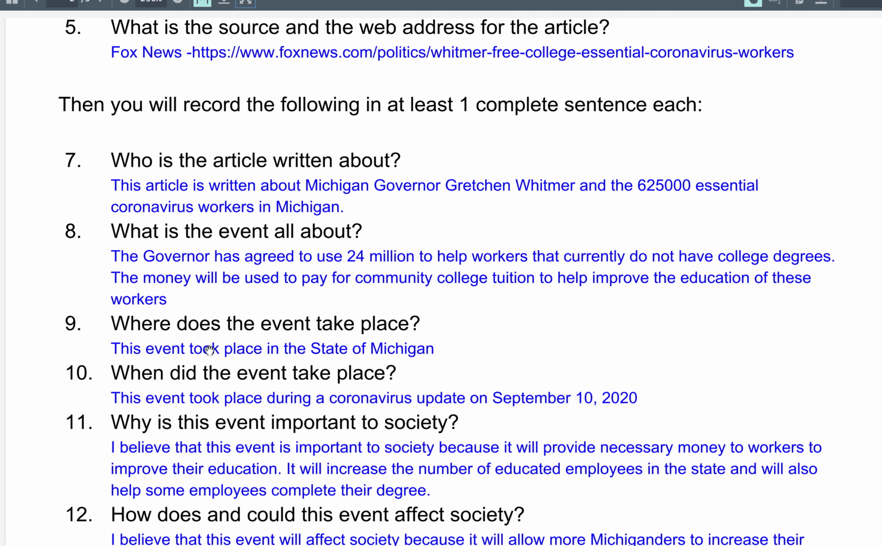Where does the event take place? The event took place in the state of Michigan. You can see I'm doing an easy way to make complete sentences, which is to restate the question. When did the event take place? This event took place during a coronavirus update on September 10th, 2020.